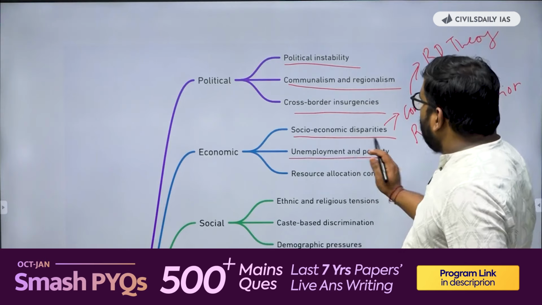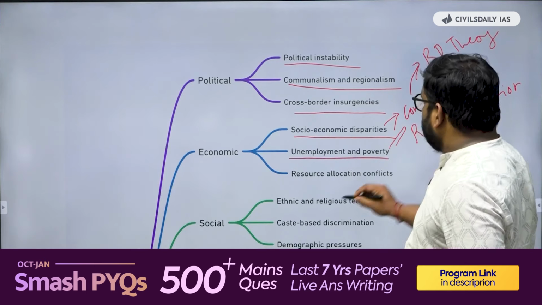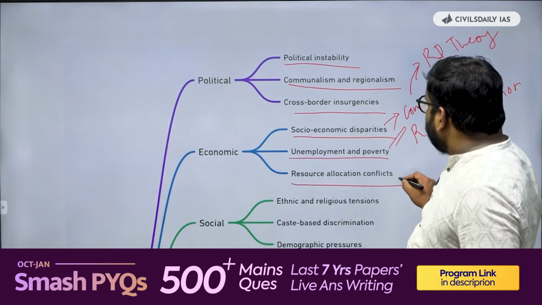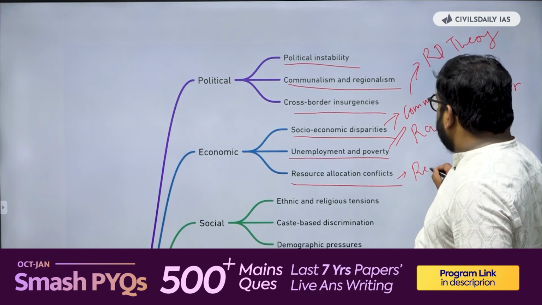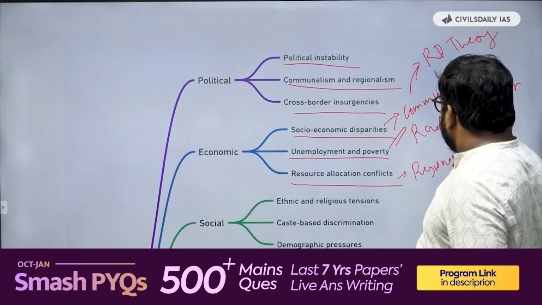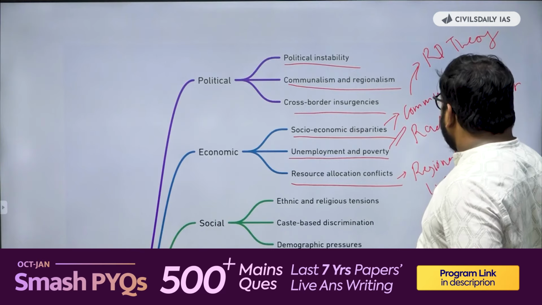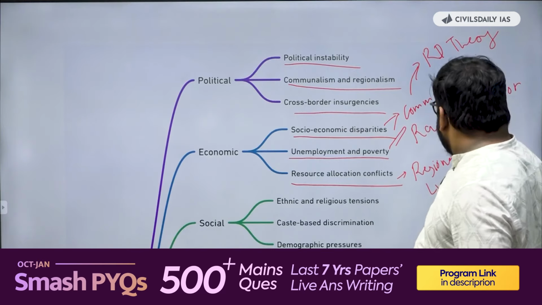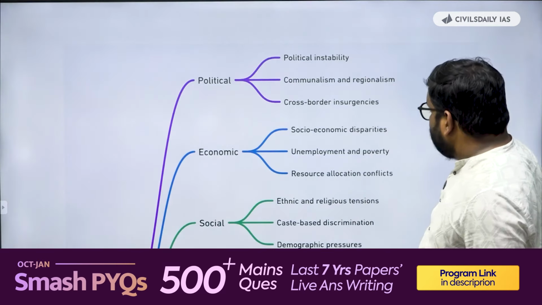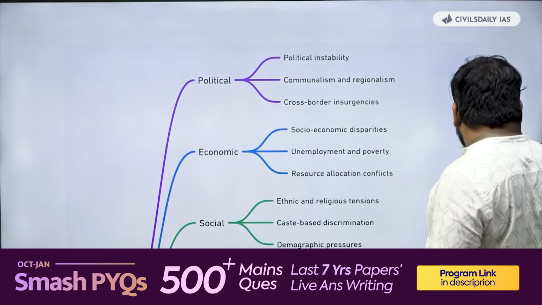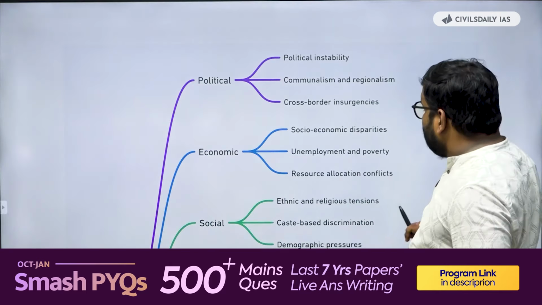Then again unemployment and poverty, the same thing. Then resource allocation conflicts give rise to regionalism, which gives rise to secessionism and insurgency. Then from the social perspective, you have ethnic and religious tensions with respect to insurgency.